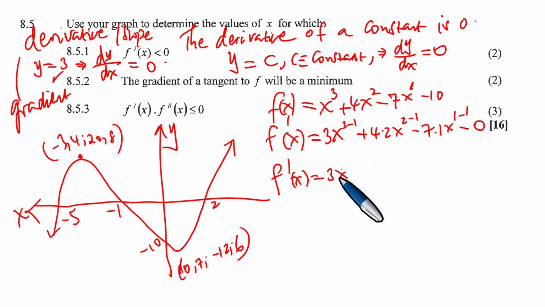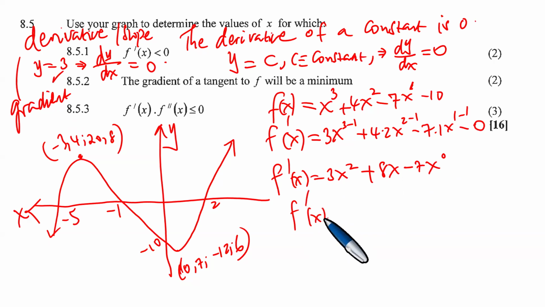So this is 3x to the power 3 minus 1, which is 2, plus 8x minus 7x to the power 0, because 1 minus 1 is 0, meaning f primed of x equals 3x squared plus 8x minus 7. And that is the answer.